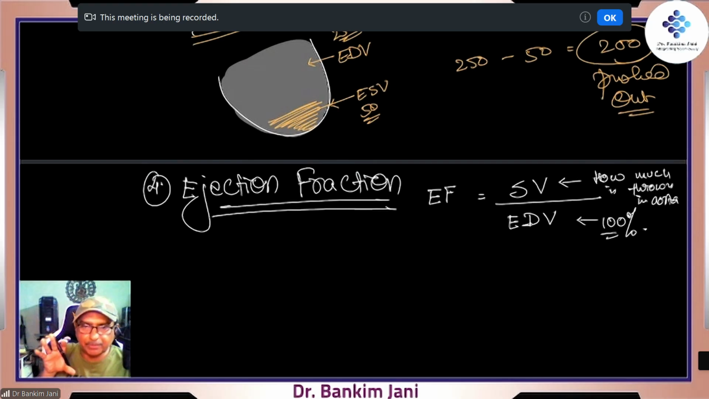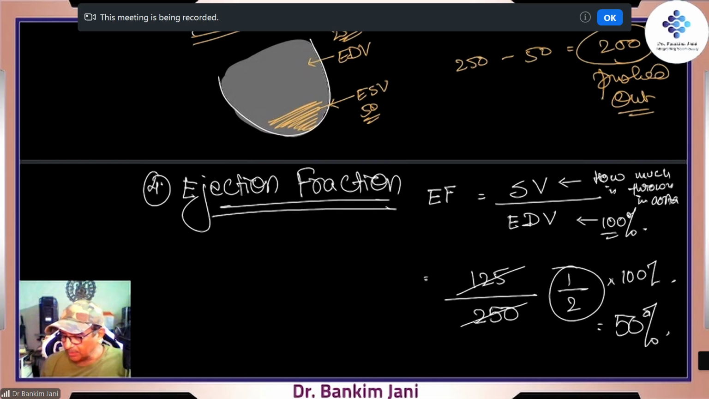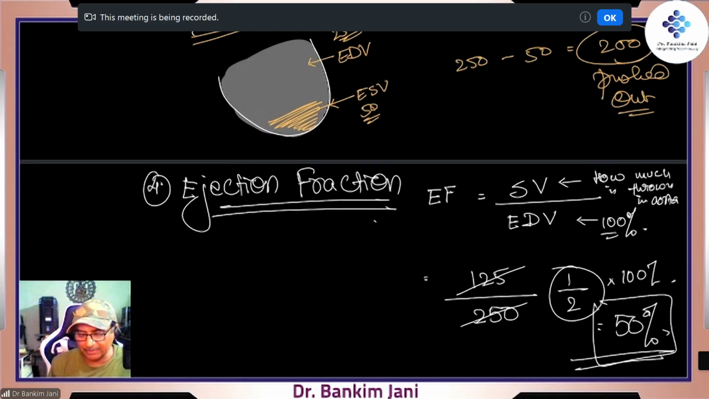So if 100% blood is there, if 50% is thrown out, right? Say, for example, taking an example of 250. Otherwise, values are different, but this is for ease of calculation. 250 and 125 is getting pushed out. Cancel. This is 1 upon 2, right? Take the percentage, multiplied by 100, so that means it is 50%. So in this particular case, ejection fraction is 50%.